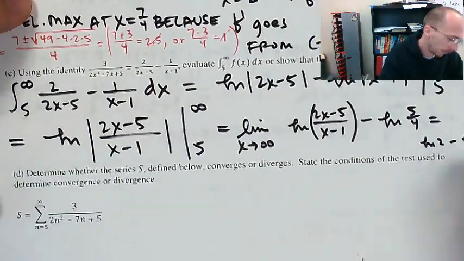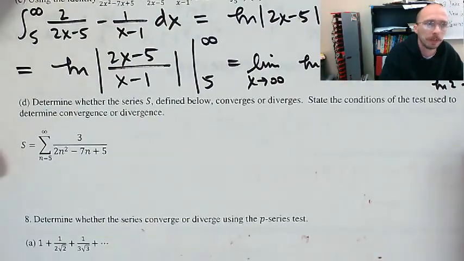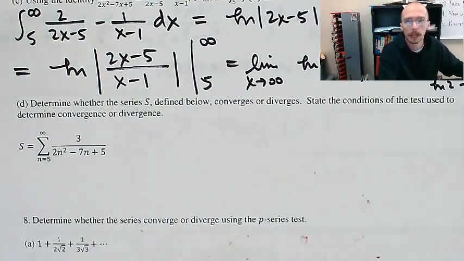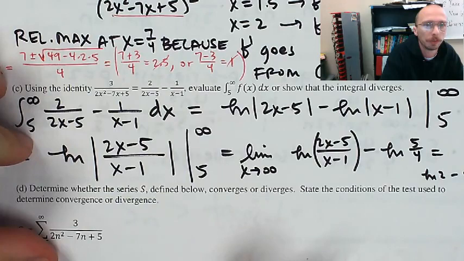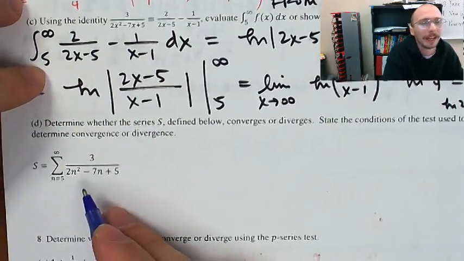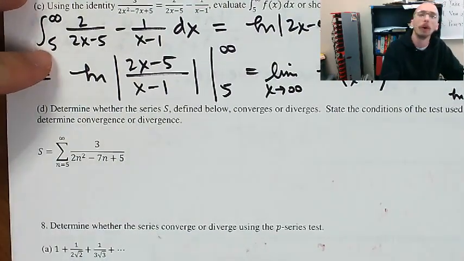Determine whether the series S defined below converges or diverges. State the conditions of the test used to determine that convergence or divergence. All right. Well, I got 2 options that I can see. One, I just did the integral test, right? I think that's probably what they wanted you to do. But also, I see it's second degree in the denominator, and I know that I'm really fluent with the limit comparison test, so I guess I'll just do both of them for you.